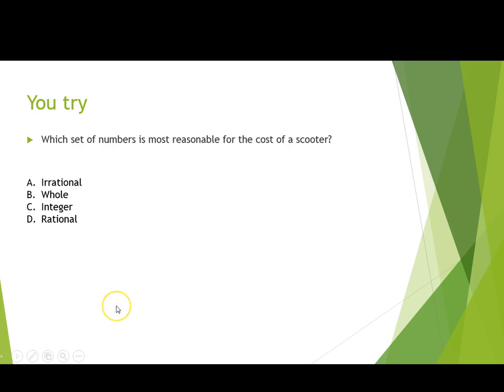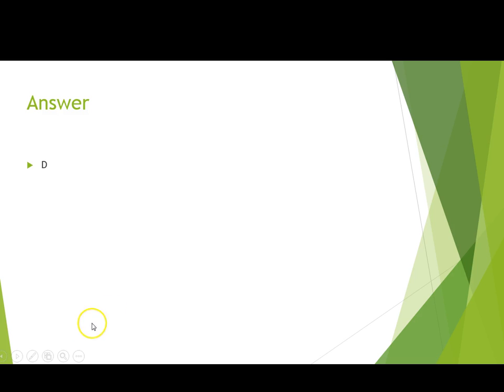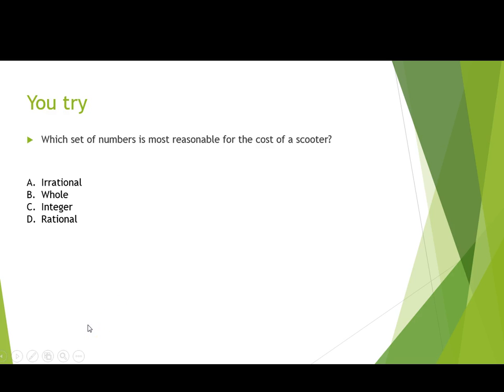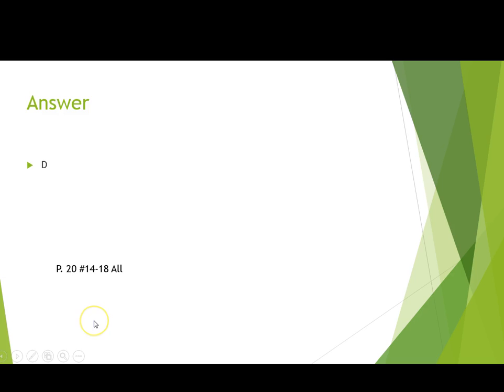Okay, the answer is D, rational. For more practice, you would want to do page 20, 14 through 18 all.